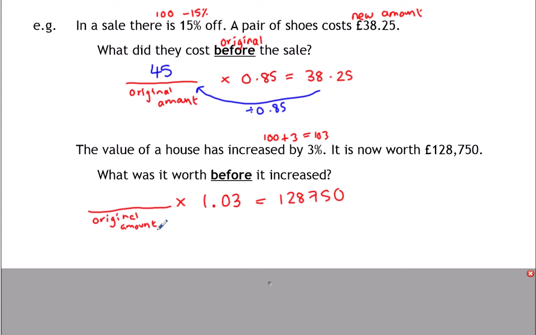Don't use 0.97. I'm not asking you to take away 3% of this. I want you to do the opposite of what they did when they increased it. So the opposite of timesing by 1.03 is to divide by 1.03. 0.97 doesn't come into it at all. So 128,750 divided by 1.03 is exactly, and these are nice numbers, £125,000. You've got to use the same multiplier that was used to increase, but divide by it.